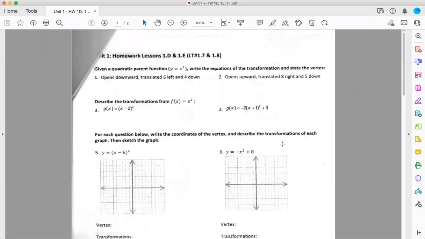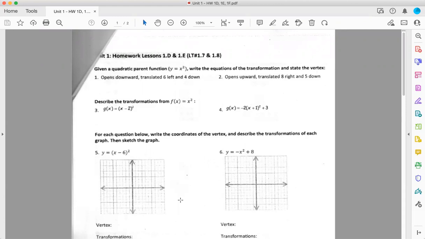Hey guys, so today I decided to go over homework lessons 1D and 1E just to make sure you understand how to complete them correctly. Starting with the first two questions, the question is asking: given a quadratic parent function, y equals x squared, write the equations of the transformation and state the vertex.